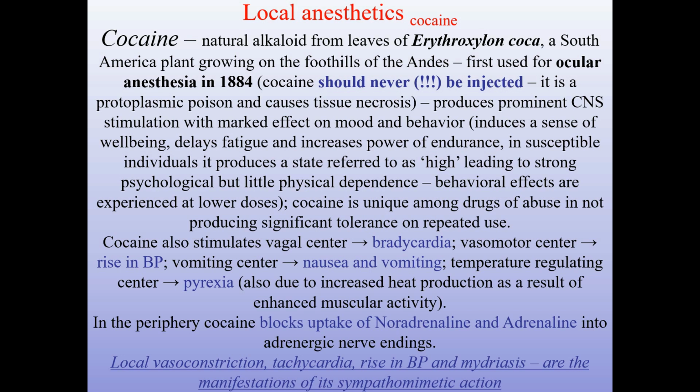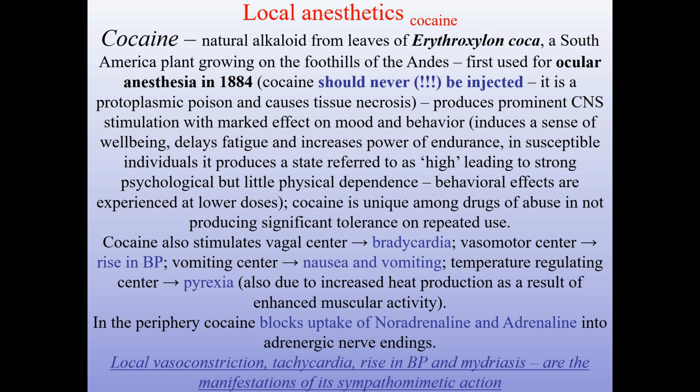Cocaine is a natural alkaloid from the leaves of Erythroxylon coca, a South American plant growing on the foothills of the Andes, first used for ocular anesthesia in 1884. Please remember that cocaine should never be injected. It is a protoplasmic poison and causes tissue necrosis.